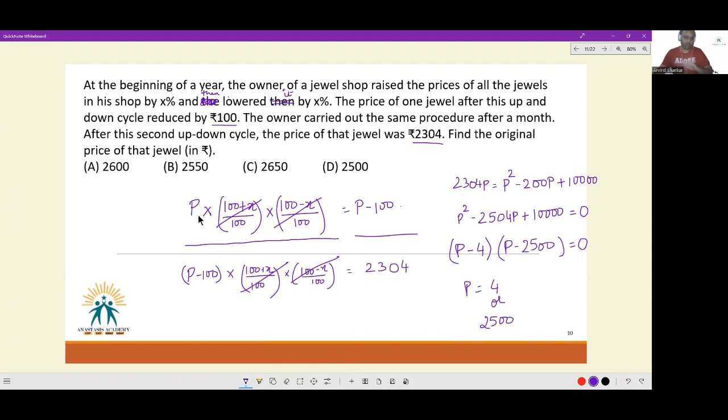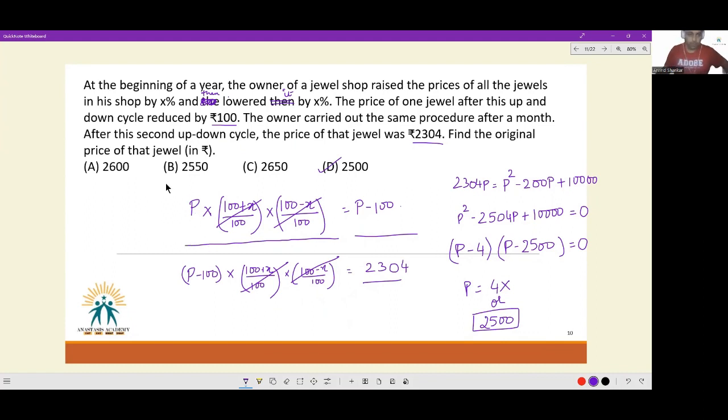After two such up-down cycles, if the price is reaching 2304, of course, the initial price cannot be 4. So this is gone. 2500 is the initial price that we are dealing with. We can solve it technically this way. The more interesting thing that you can see is the multiplicative impact that is happening every time of your increase and your decrease. This insight is useful to know. If you're increasing an item by some percent and reducing it by the same percent, the new value obtained is lower than the initial one.